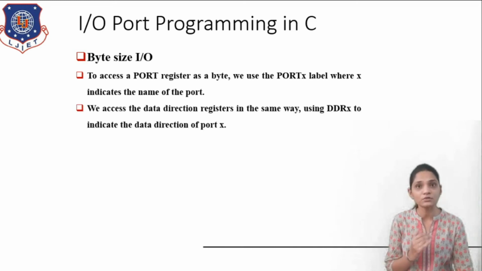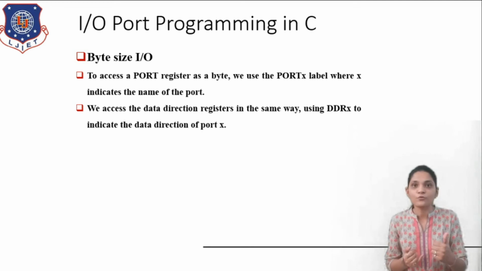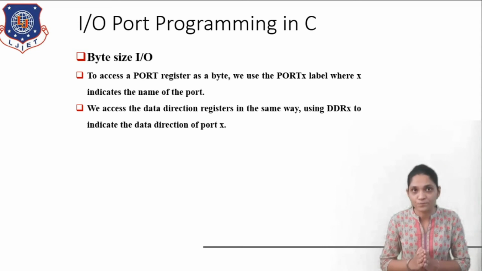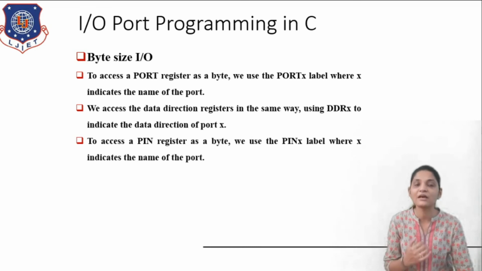For providing the data direction, we can use the register DDRX that we have already used in the previous example. So DDRX, that is for port B we are using DDRB, for port A we are using DDRA. That can be used for providing the direction in that particular port. Okay, and for the input we can use the PIN register, and for this we have PINX, where we can use X as A, B, C or D. So it will be like PINA, PINB, PINC and PIND.